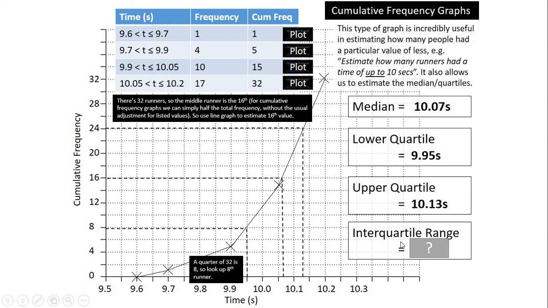What will the interquartile range be then? So remember, the interquartile range is the upper quartile, take away the lower quartile. It's how spread out this middle 50% of the data is. So the interquartile range here will be 0.18 seconds.